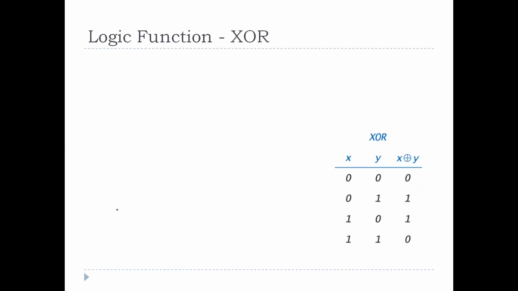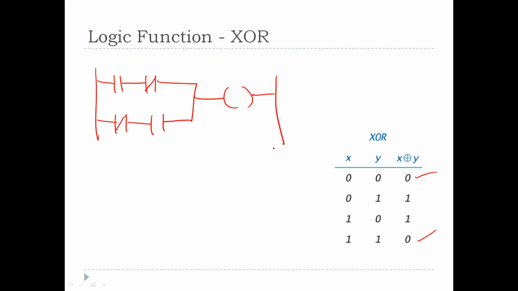So finally we have the XOR function. In XOR function we will get an output only if both the inputs are different. If both the inputs are the same, like 0 and 0 or 1 and 1, I will not get any output. If they are different, I'll get an output. So this is the ladder diagram for XOR.